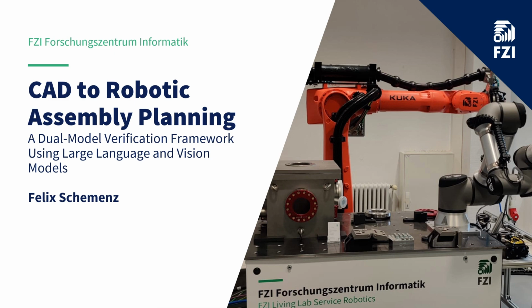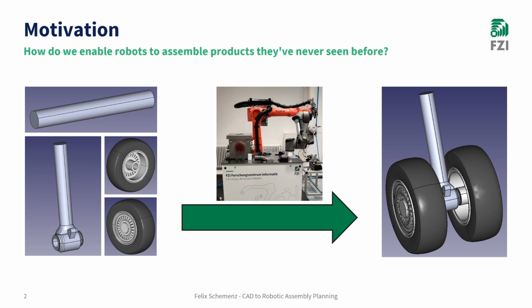Robotic assembly is at the heart of modern manufacturing. Yet, programming a robot to assemble a complex product still requires engineers to manually define every single step. CAD files already contain all the geometric information needed, yet no existing system can automatically translate them into a complete robotic assembly plan.